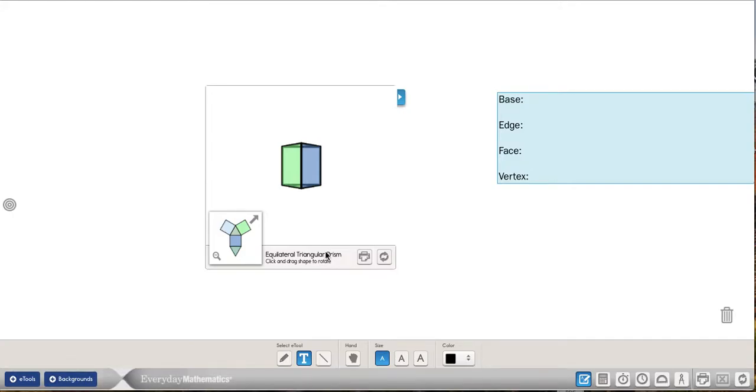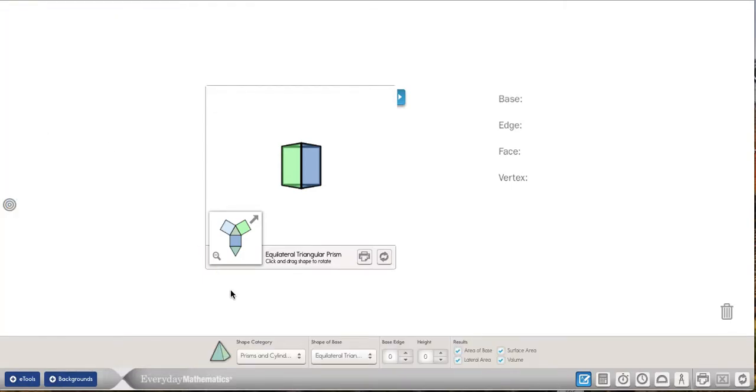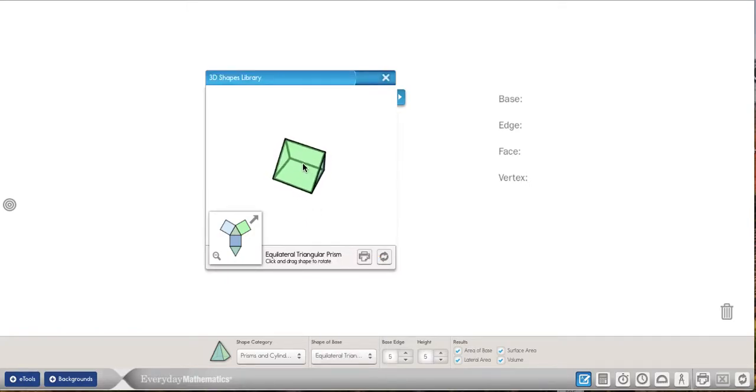So this is one type of prism. I'm going to use my hand. Here we go. Let me get my library back. All right. So this is a prism. On my eToolkit, I've gone to prisms and cylinders. And then I've talked about the shape of the base. The reason I talk about the shape of the base is because the base is a triangle. Notice that that's a triangle. So the base is the top and bottom. If you rested it upright, it would look like that.